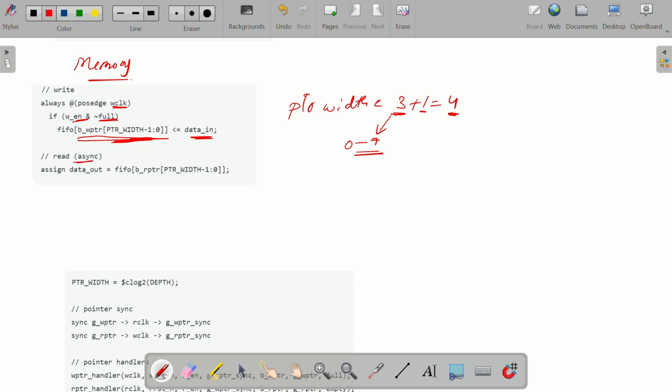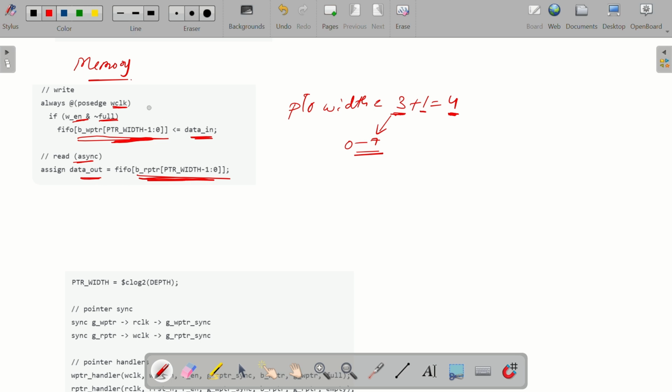The read here is asynchronous. For your data out, the location or address from which the data has to be read is determined using this pointer width minus 1 to 0. Again, the MSB bit is not important here because the 3 bits are sufficient to determine all the address locations. From that address location of the FIFO, the data is read. So this is a very common way of reading and writing data, where read is asynchronous and write is with respect to the clock. So this is synchronous.